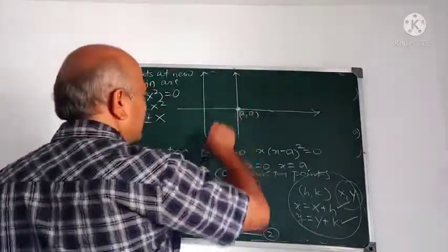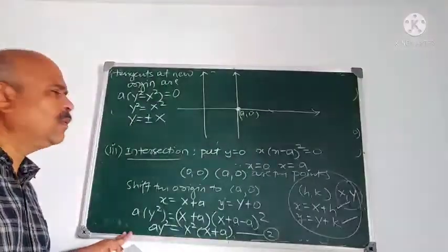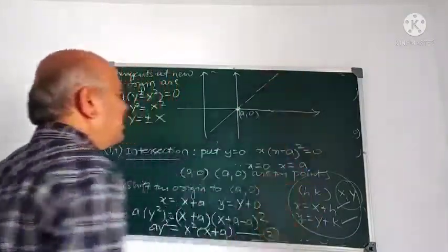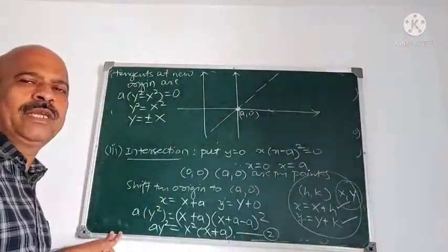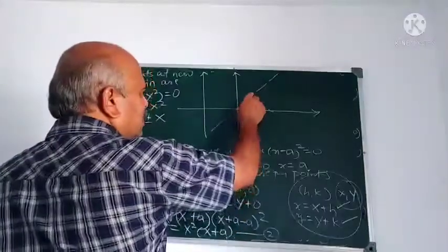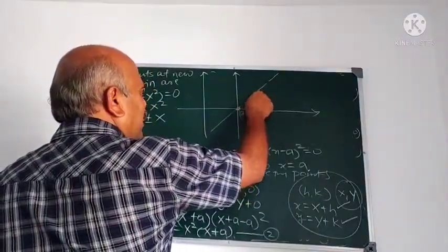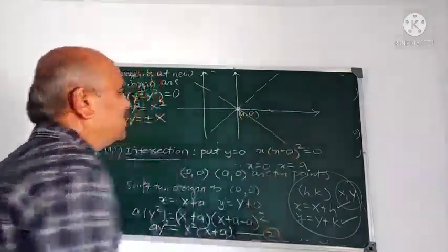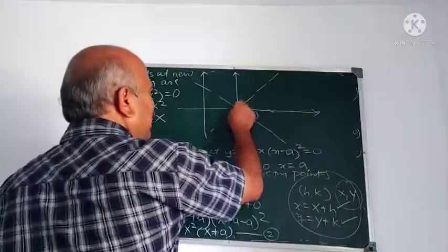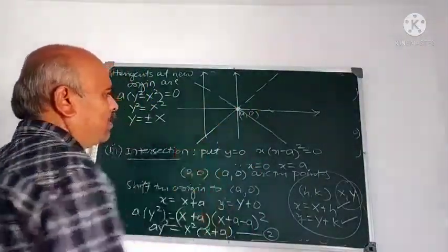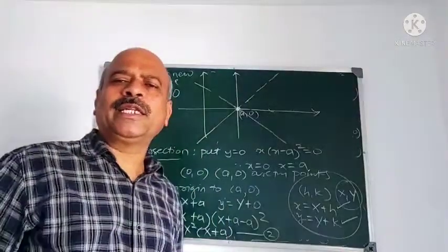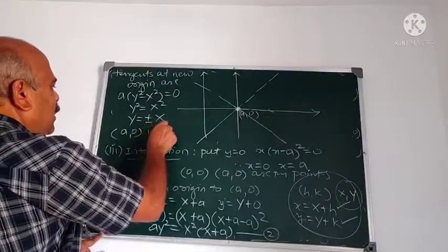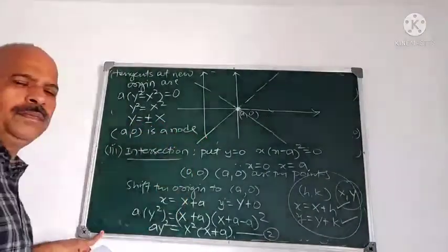Now at this new origin, what are the tangents to the curve? Two tangents are there, Y is equal to plus X and Y is equal to minus X. New coordinates are X and Y for the given equation. Y equal to X means a line passing through the origin making 45 degrees. Y equal to minus X is this one. These are the two tangents to the curve, and they are real and distinct. Therefore the new origin (a, 0) is a node.